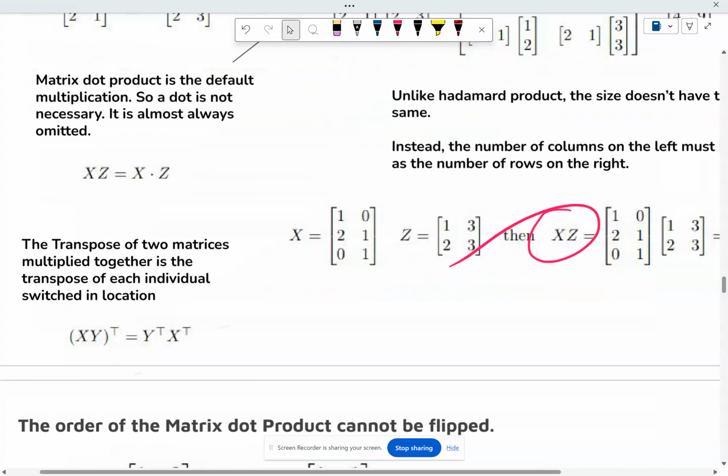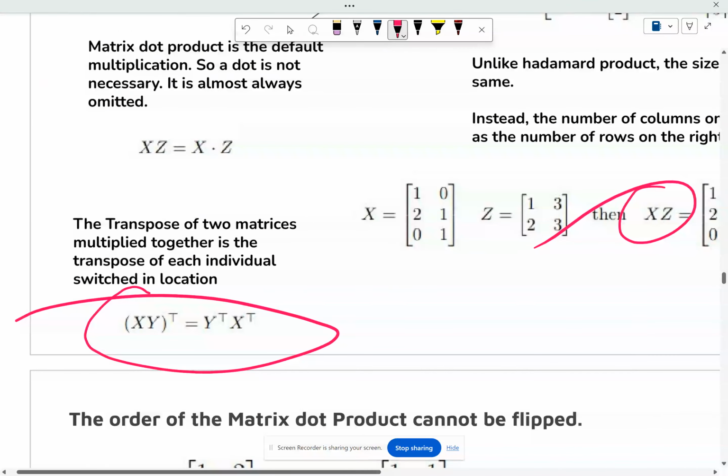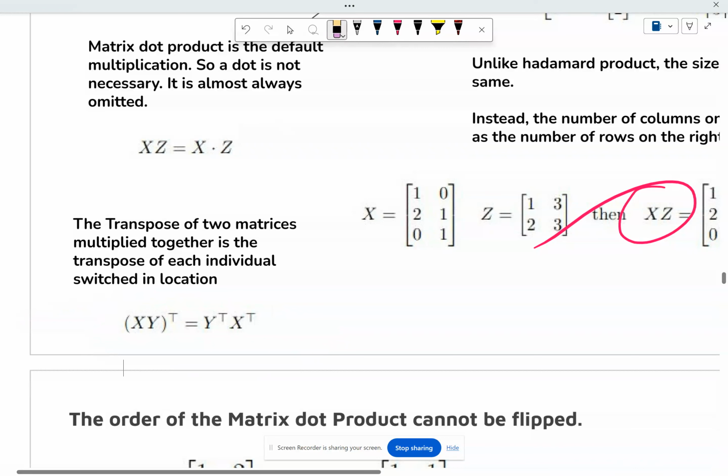Now, a quick aside: this is a very useful property. If you have a dot product between x and y, and you're trying to find the transpose of the result, this is equivalent to multiplying the transpose of y times the transpose of x. So notice how you rotated the two of them and then added a transpose on this. Okay, so this is a property which we'll return to over and over again.